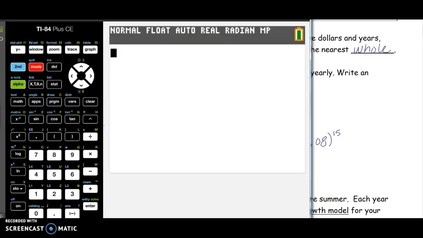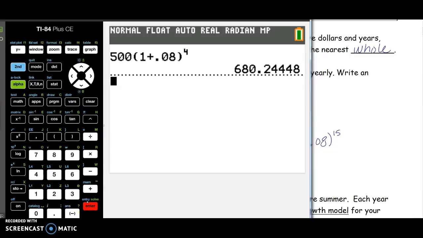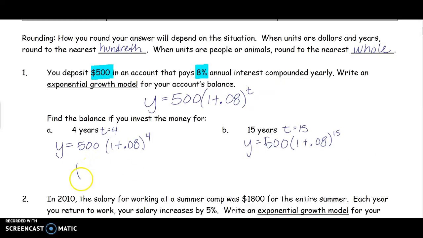What we need to put in our calculator depends on what we wrote down. We don't need the y equals, but we started with $500 in our bank account, and we're multiplying that by 1 plus 0.08, which is your interest rate, raised to the whatever year. The first one was 4 years. If you hit enter, your account now has $680.24.